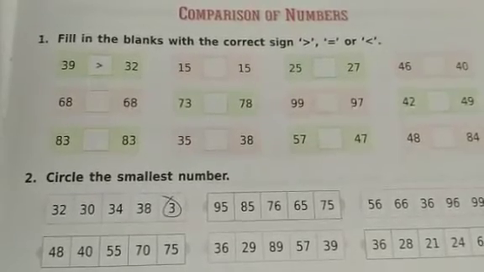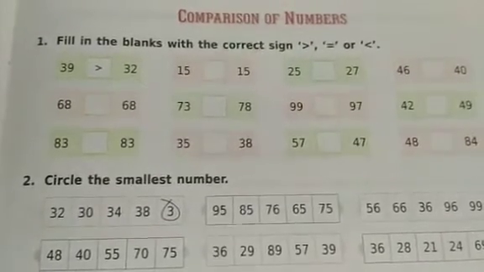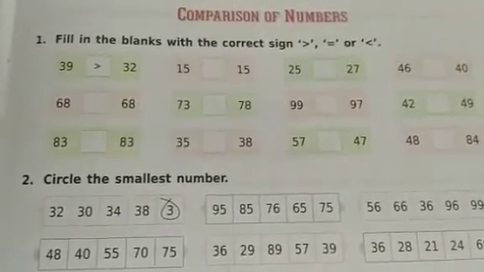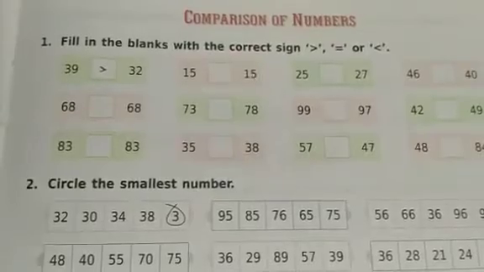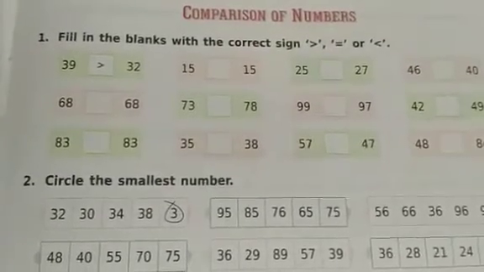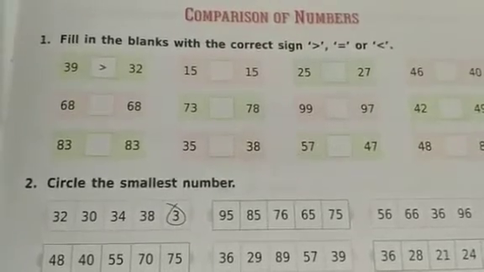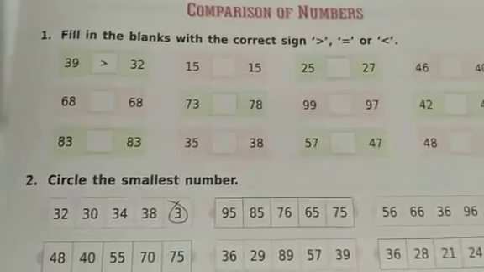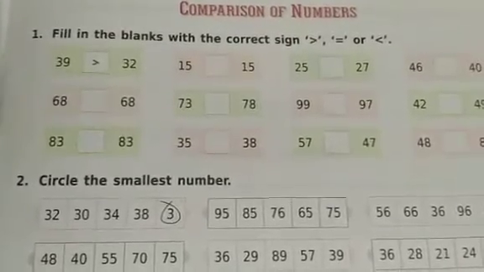In the previous class, we learned how to write the words of numbers, how to write the numbers in words, what comes before the number, after the number, and in the middle of the number, and what the expanded form and short form are. Those were the topics of the previous classes.